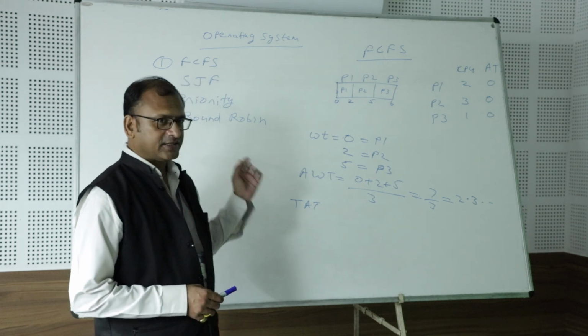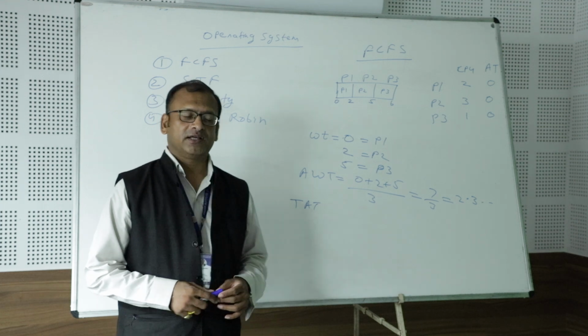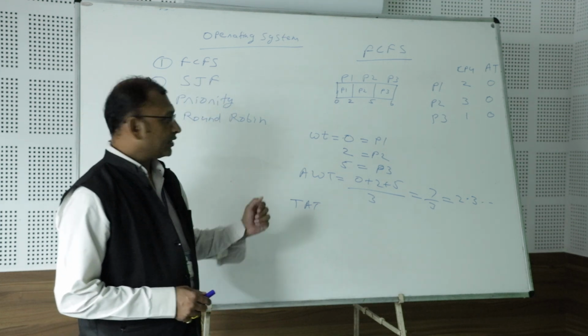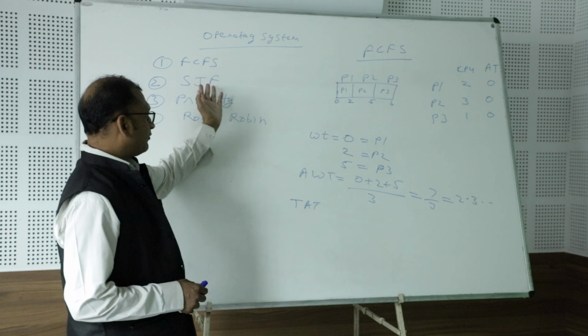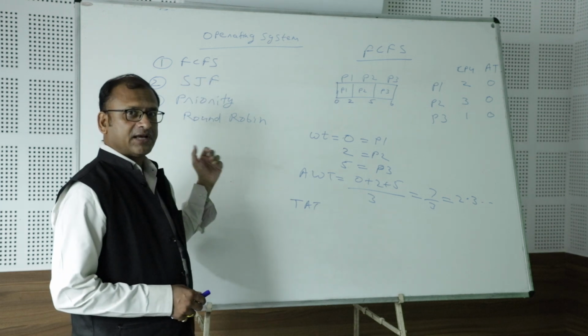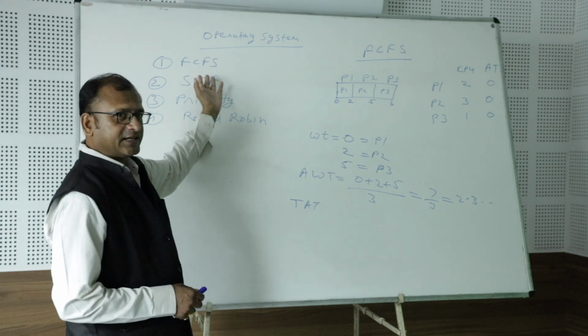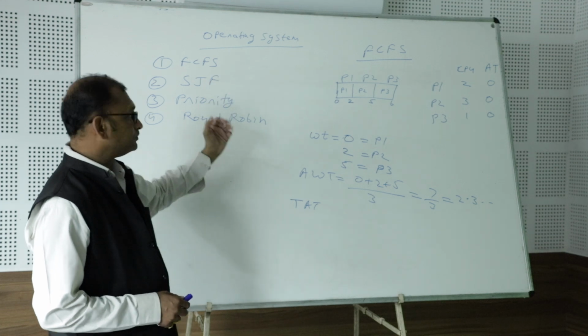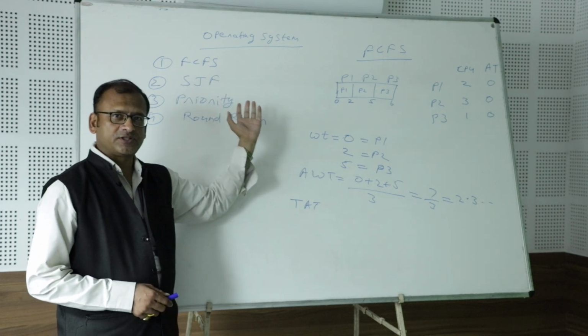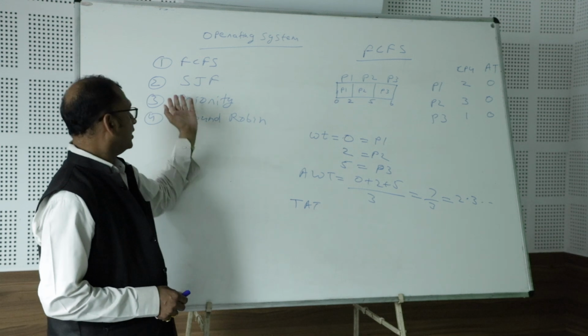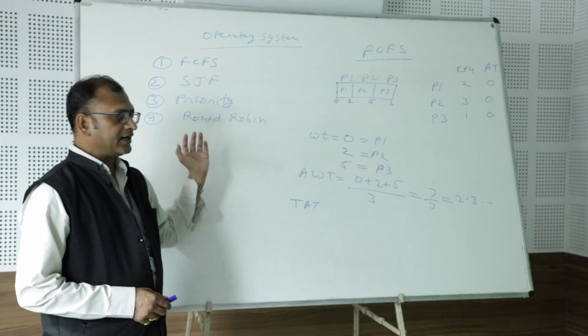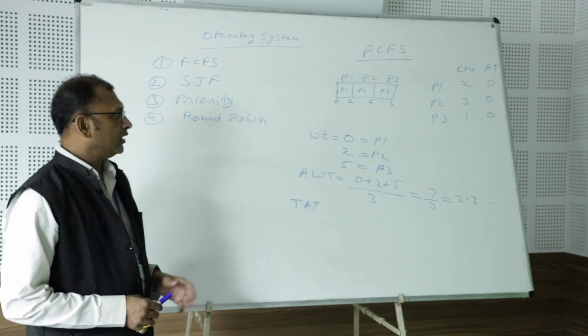Today we will be discussing the CPU scheduling algorithms in operating system. So basically we have got four different algorithms which I am going to discuss. The FCFS, that is first come first serve scheduling algorithm, SJF, that is shortest job first scheduling algorithm, priority scheduling algorithm, and round robin scheduling algorithm.